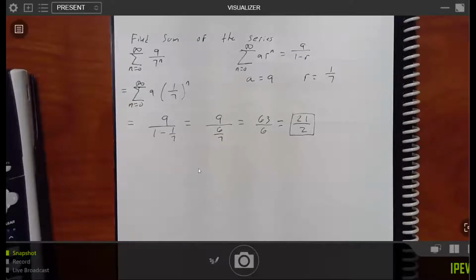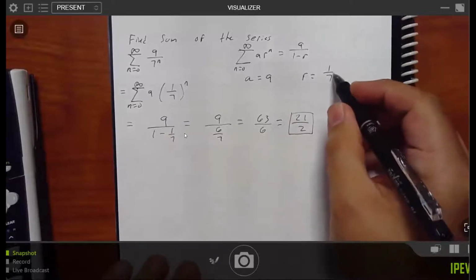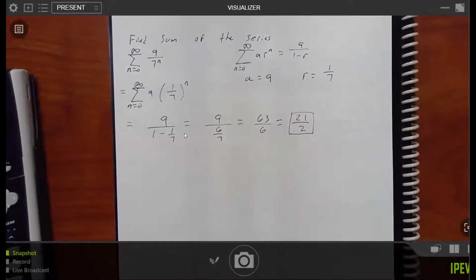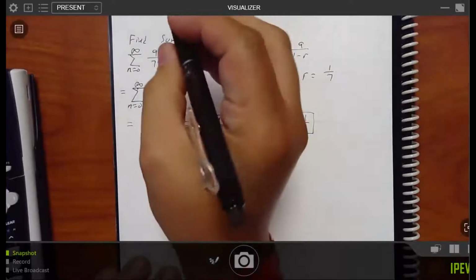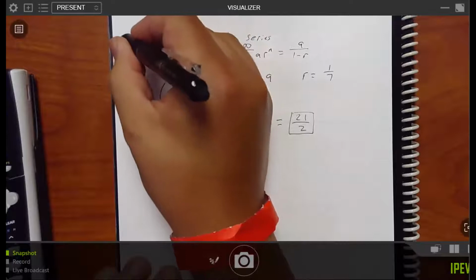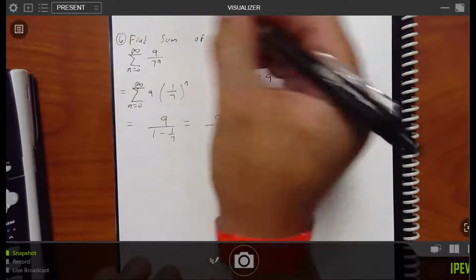Let's see. Yeah, so convergence was if the absolute value of R is less than 1, by the way. That's it. What number was it? 6.